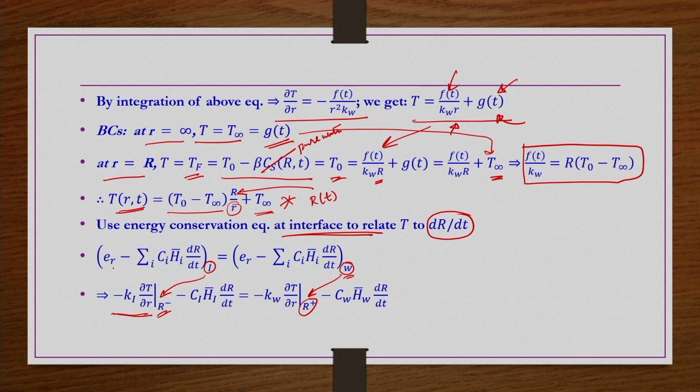So, E_R is nothing but only the conduction term here, no other contribution is there, such as a convection term or viscous dissipation contribution. Whatever is there because of concentration or enthalpy changes, we have already written here. So, E_R has only the conduction contribution, that is minus K_i dT by dR at R minus, and this C_i H_i bar dR by dt as it is.